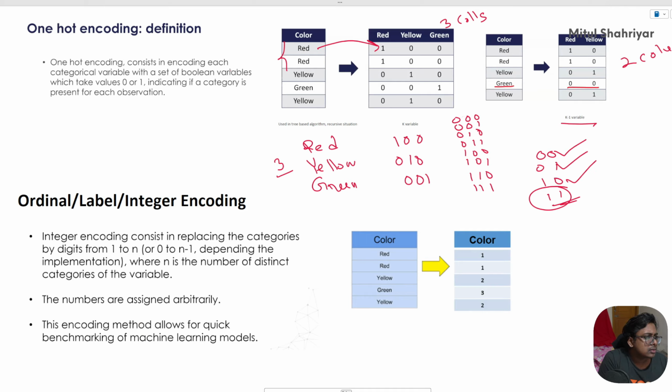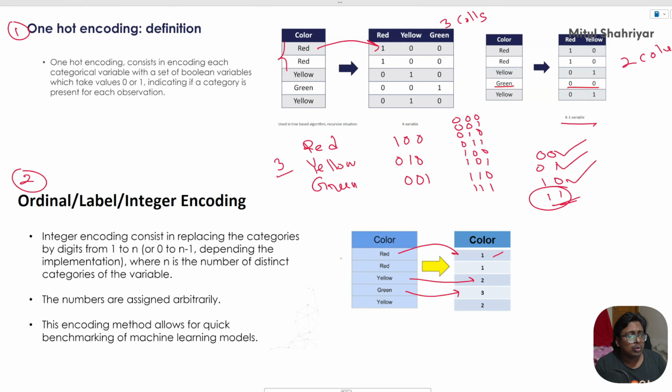So that's done. Now let's talk about ordinal level or integer encoding. Here, obviously we have the string value, but we don't have any Boolean value assigned to it, rather just simple strings. Here you can see for red we have 1 assigned, for yellow 2, for green 3. That's it, simple as that.